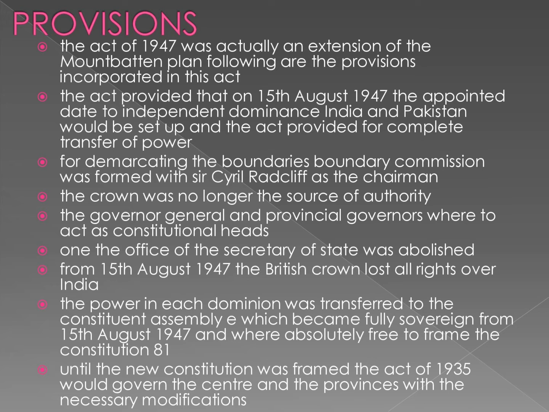That means the Act of 1935 would govern the center and the provinces with necessary modification. With the passage of this act, India and Pakistan became free nations. As an outcome of this act, both got independent sovereign status. Mr. Jinnah accepted Pakistan. He had rejected it earlier, but for this compromise, the independence would have been delayed.